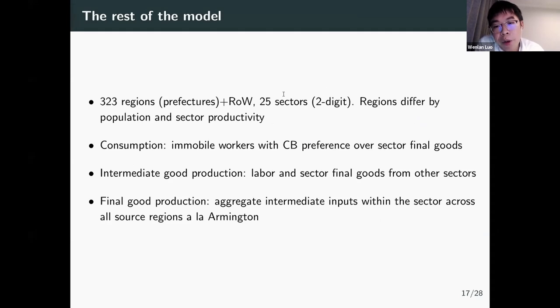So the general equilibrium model is very standard. We parameterize the model to the city level, and for completeness, we also have the rest of the world, and we have 25 sectors. The benchmark model is done with immobile labor, and everything else is standard. Final good consumption is assembled using a Cobb-Douglas preference.